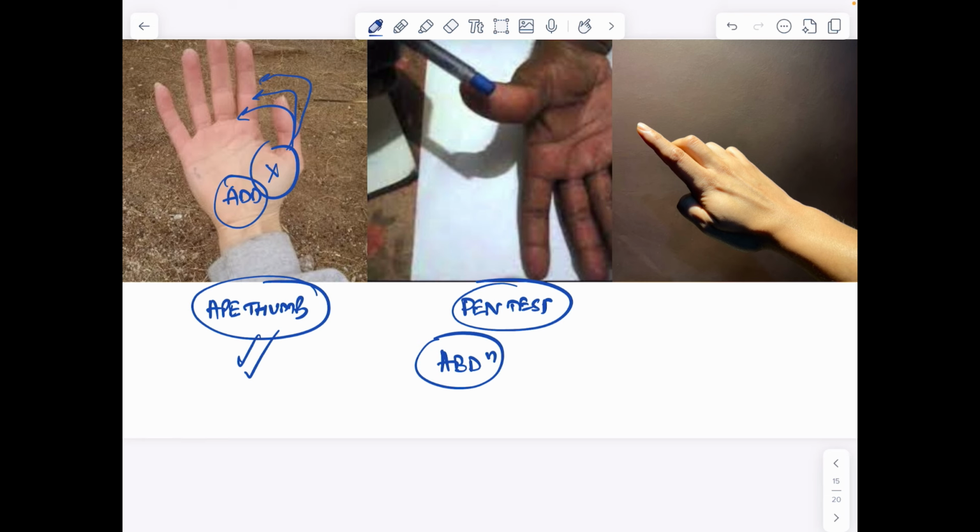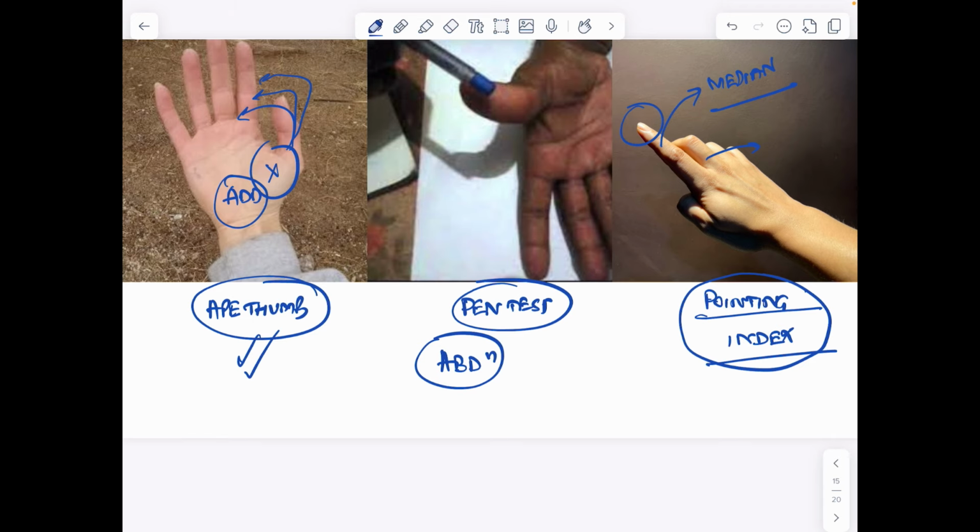Another feature of the median nerve injury is the pointing index. When you are asked to make a fist, the index finger remains extended. It remains pointing because both the flexor digitorum profundus and the flexor digitorum superficialis tendons, which are dedicated to the index finger, are supplied by the median nerve. As a result, in case of a median nerve injury, all the fingers would be flexed to some extent except the index finger, which remains pointing towards you. That is the reason why it is called pointing index. So these are the features of the median nerve that you have to identify.